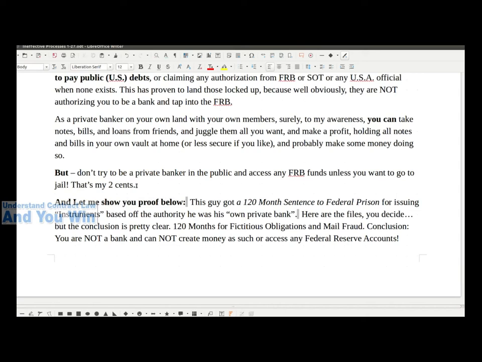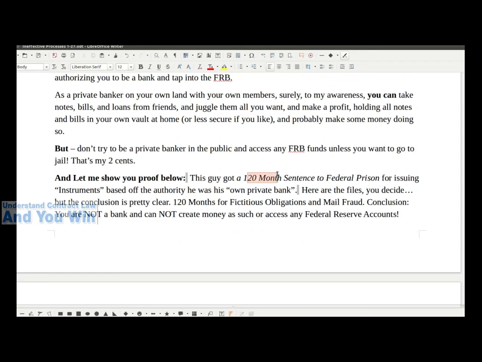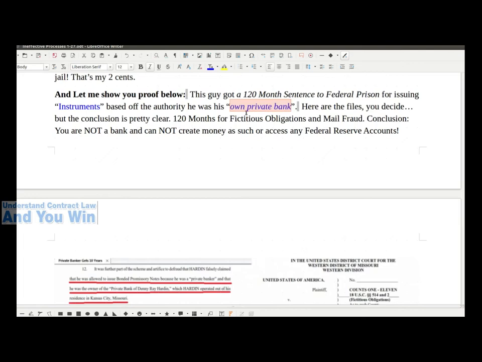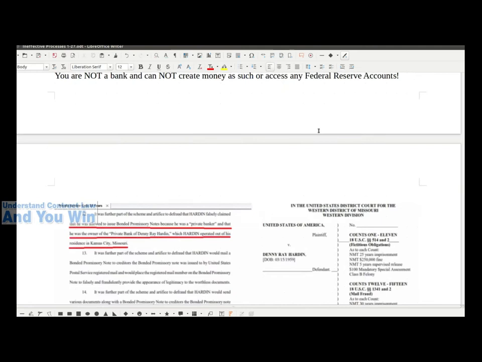This guy got a 120-month jail sentence, that's 10 years, in federal prison for issuing what he called instruments based off of the authority of being his own private bank. Here below are the files from the United States District Court, Western Division of Missouri. You decide, but the conclusion is pretty clear: 120 months for fictitious obligations and mail fraud. You decide if he was right or wrong, but the conclusion is he's in prison. You are not a bank, and you cannot create money or access such Federal Reserve accounts. Private banker gets 10 years.